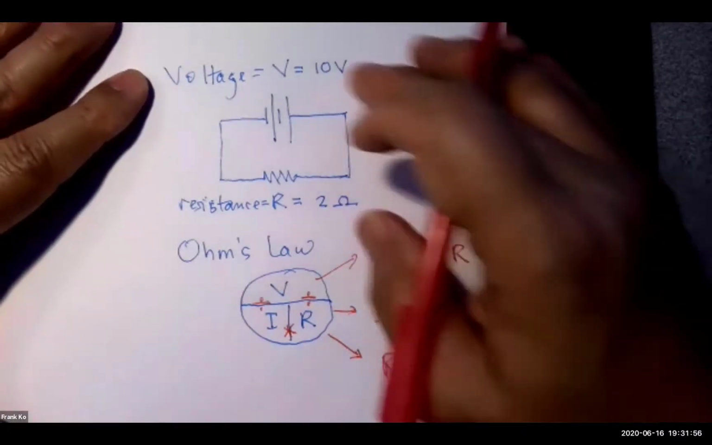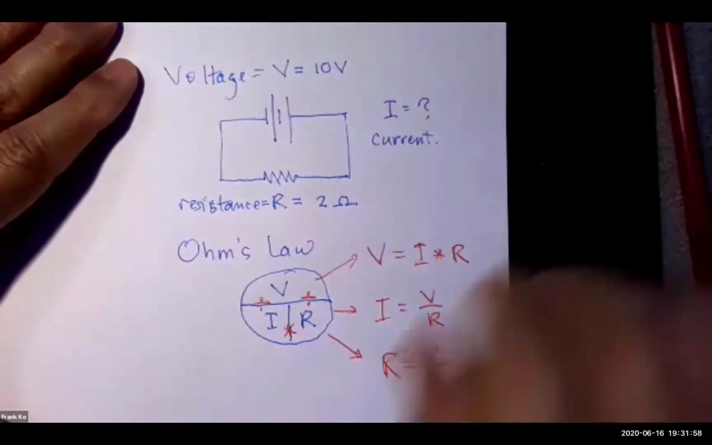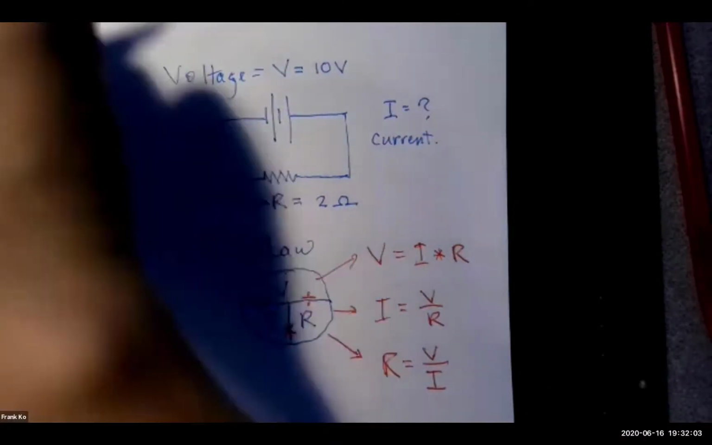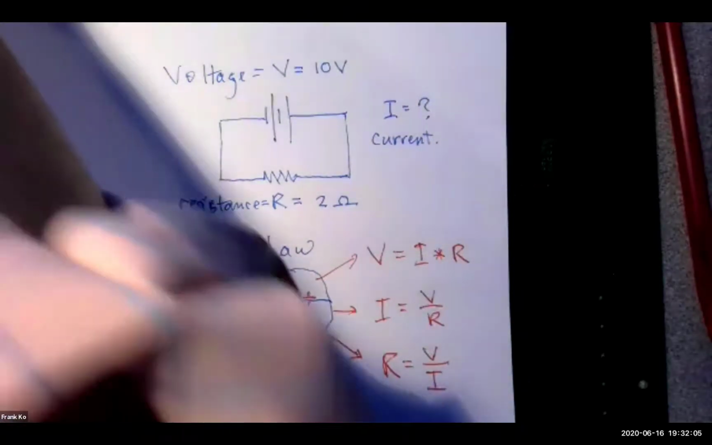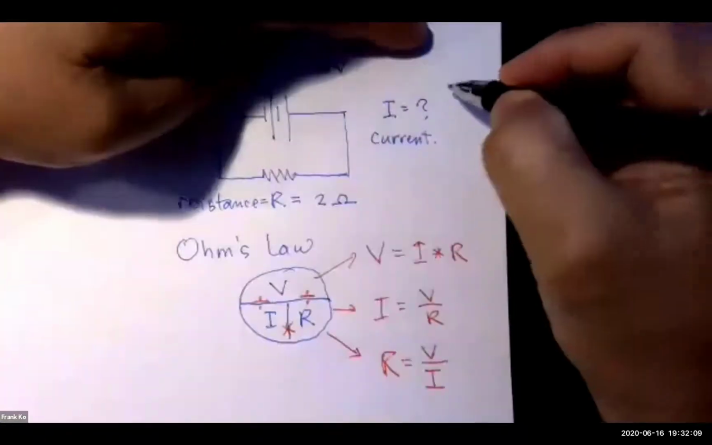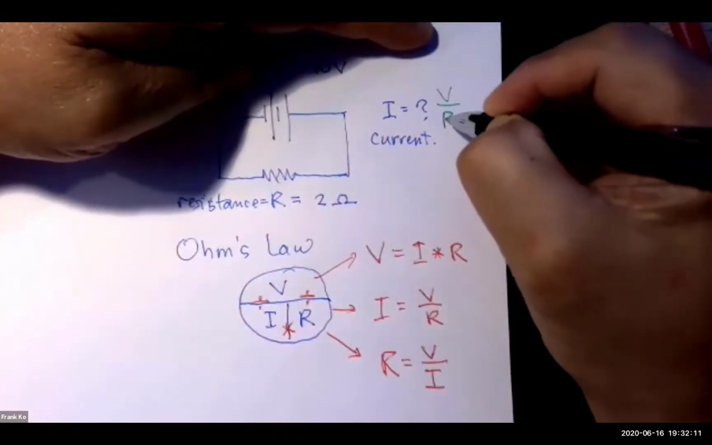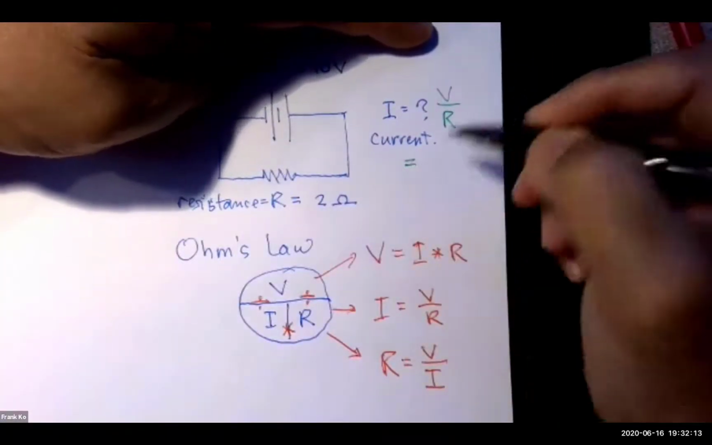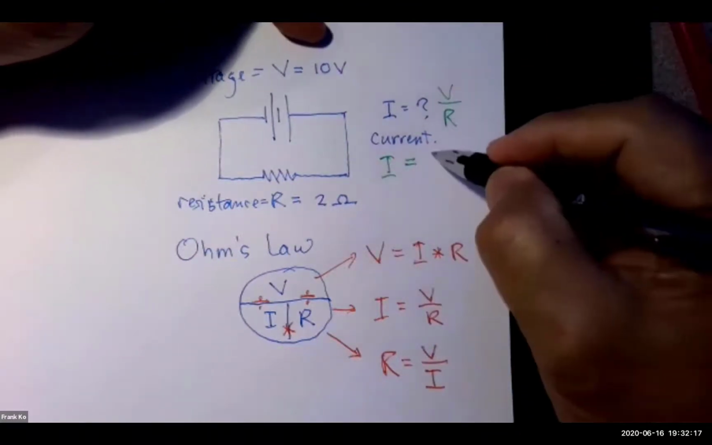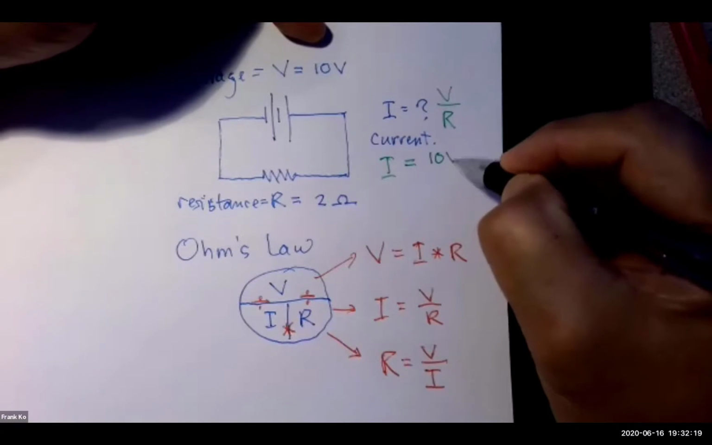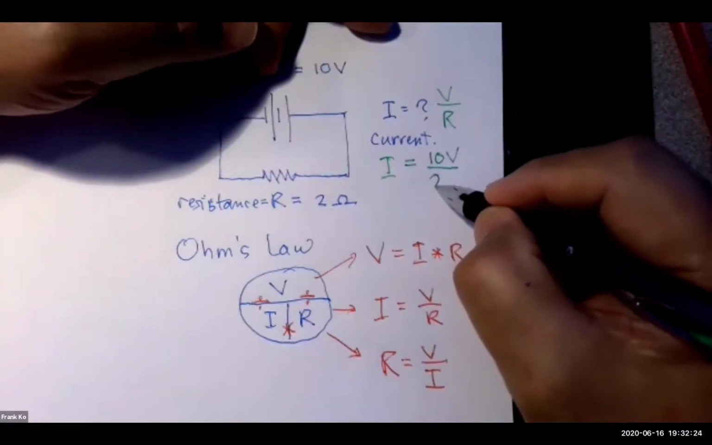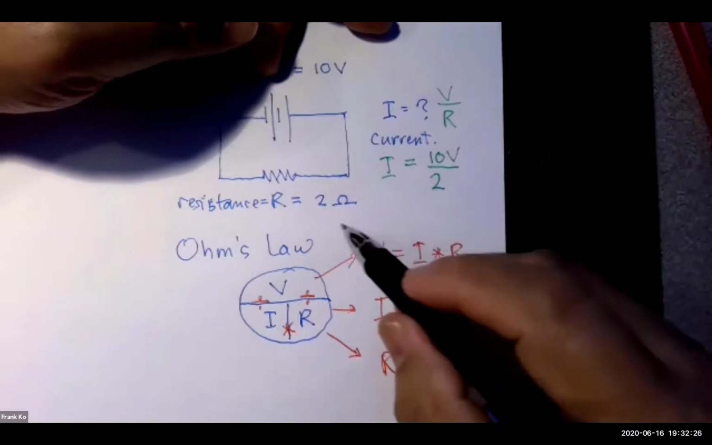Now, I happen to have a scenario that's written here. Based on this scenario, let's go ahead and solve this and see what can happen. So I would be equal to V over R. What is my V? My V is given as 10 volts. What is my R? My R is given as 2, but 2 what?